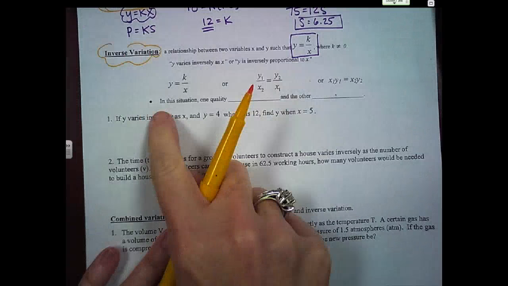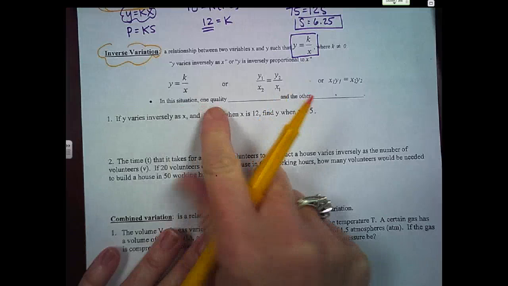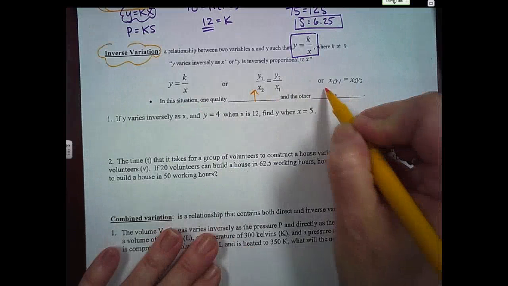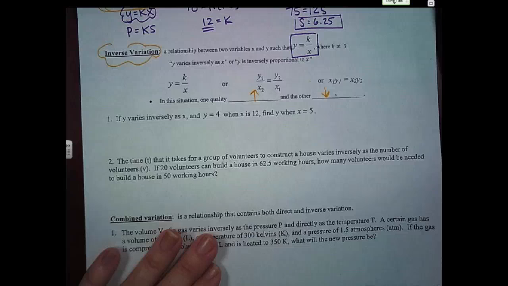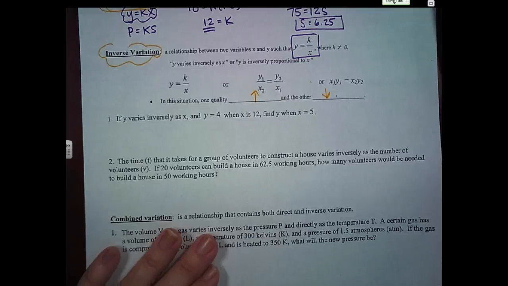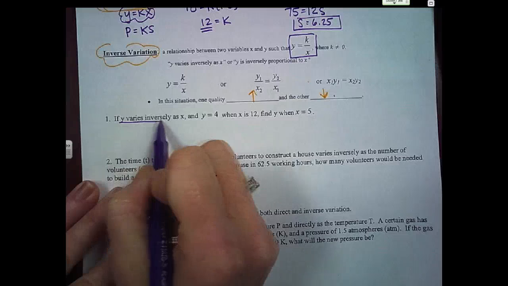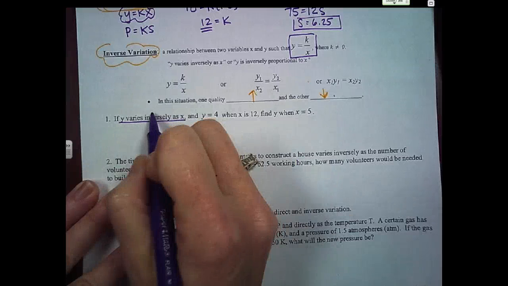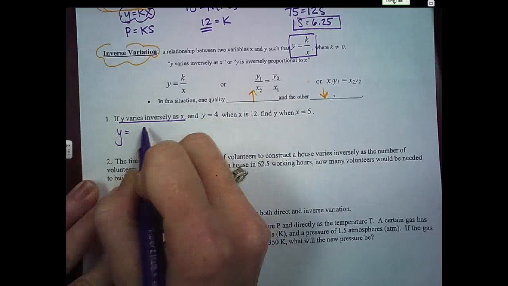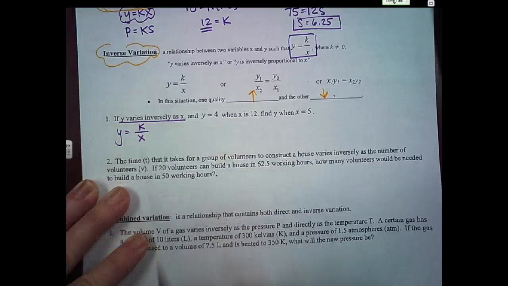Here's your formula. In this situation, one quantity goes up while the other goes down, right? Now the idea is exactly the same. You have to find k. You've got to find the relationship between the two things. So it says y varies inversely as x. Inversely means divide. So y equals k divided by x.